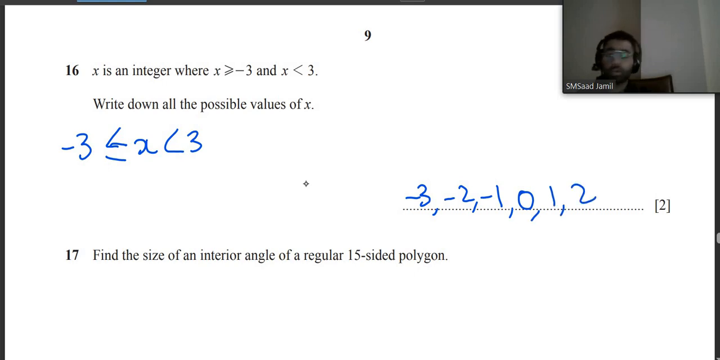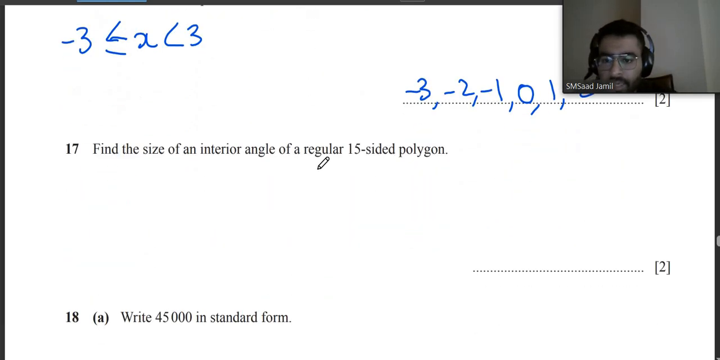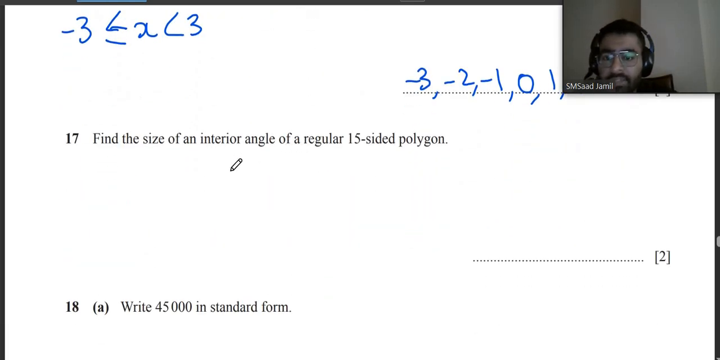Remember, x cannot be 3 because x is less than 3 actually. Now it says, find the size of an interior angle of a regular polygon. So first of all, let's find the exterior angle. I'll tell you guys why.